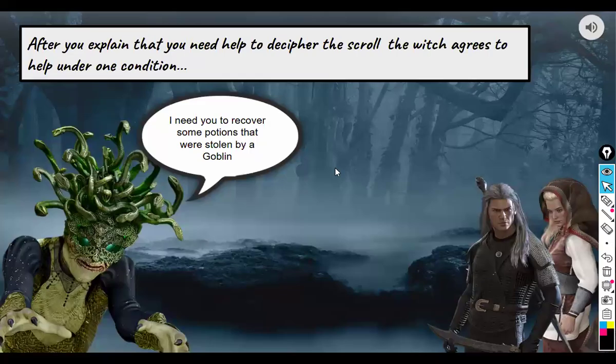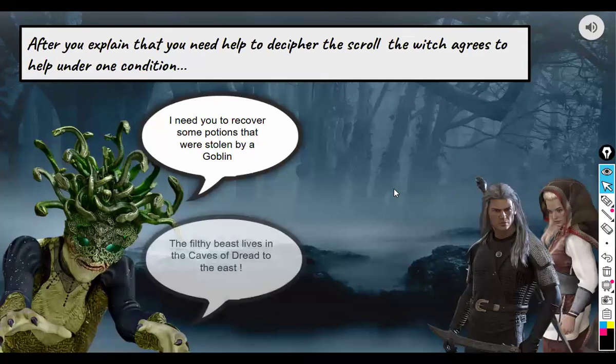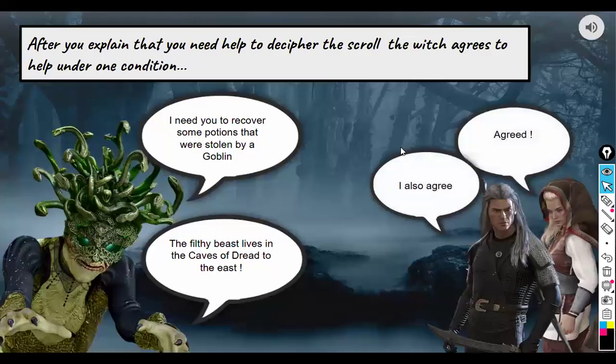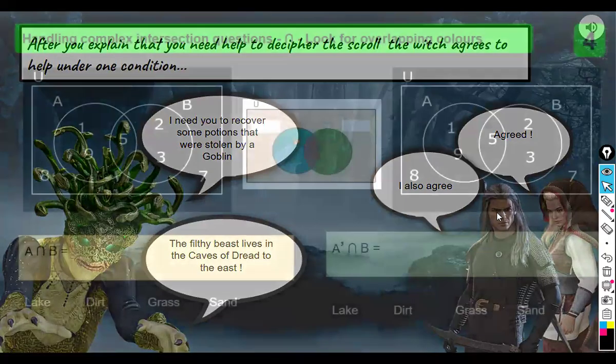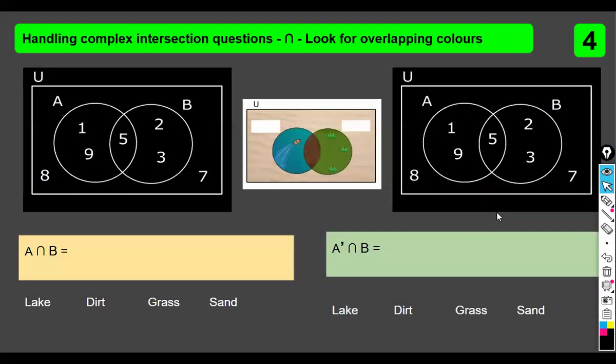She needs you to go recover some potions for her. Apparently, a goblin stole some of her potions. So obviously, she's going to make you go and steal back the potions for her. And if you do that, she'll decipher the scrolls for you guys. And the filthy beast, the goblin, lives in the caves of dread to the east. All right. And you all agree. Not a bad deal, I guess.